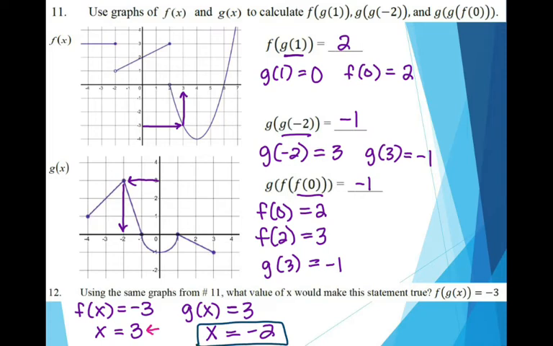X is negative 2. To check it, you can do f of g of negative 2 to make sure that the result is actually negative 3. So let's test that out. G of negative 2, so now going in the opposite direction, the normal direction, I should say. G of negative 2 gives me 3. And then when I find f of 3, that gives me negative 3. So that statement ends up being true.